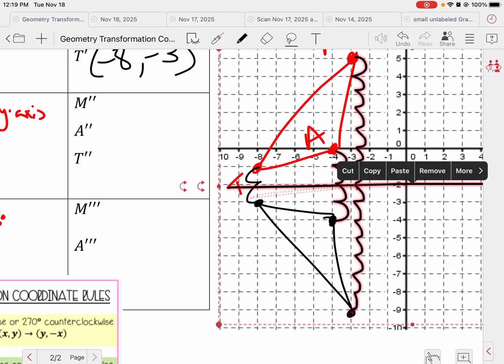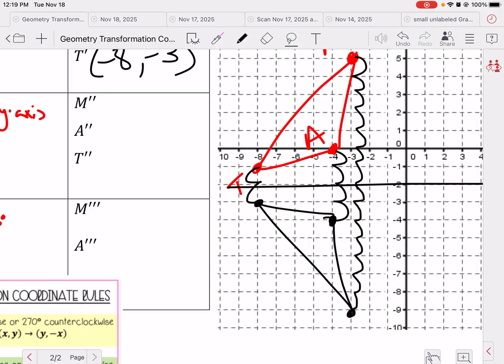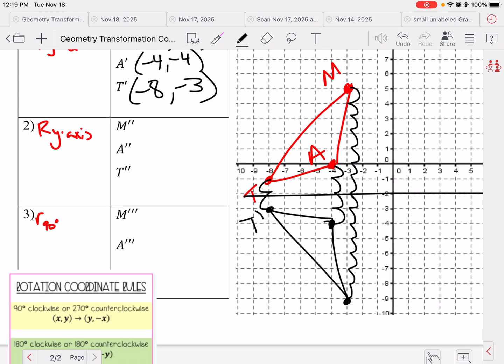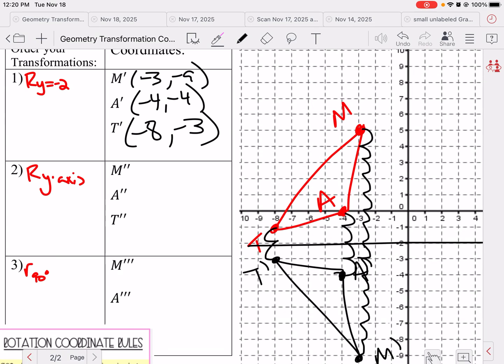Go ahead and erase those. Whoops, I just want to do this one. Okay, never mind, I won't be able to erase my jumps. Okay, now we're going to do something similar. We're going to go ahead and jump over our y-axis. First, I'm going to label this as T prime, A prime, and M prime.